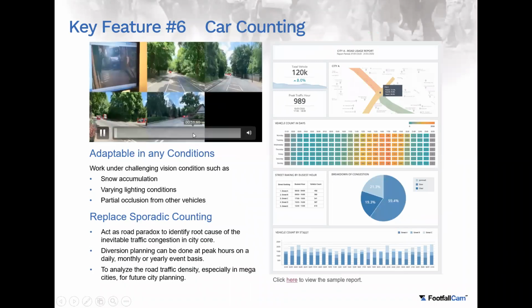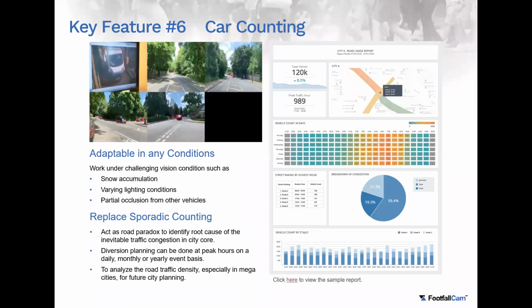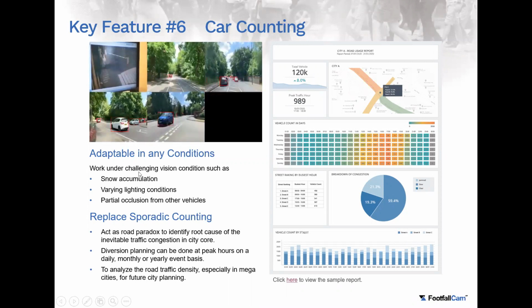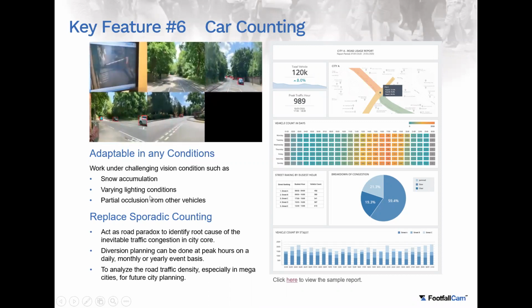So then the next one, car counting. Again, any city has loads of CCTV cameras. They are already pointing towards the street, so you are able to do analytics on it by counting the number of cars. It can work under challenging vision as well: snow accumulation, varying lighting conditions, because obviously it goes into the nighttime, and partial occlusion by other vehicles.